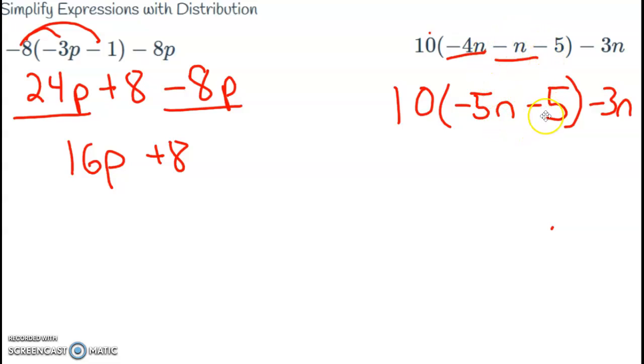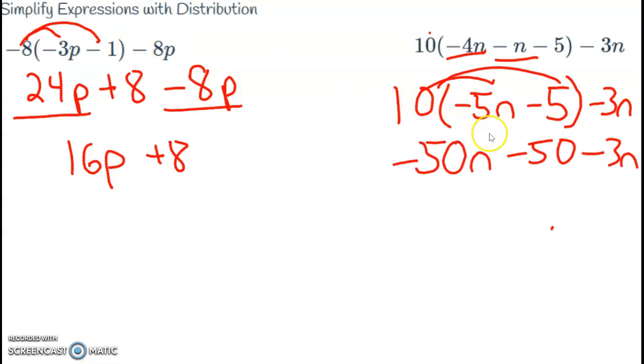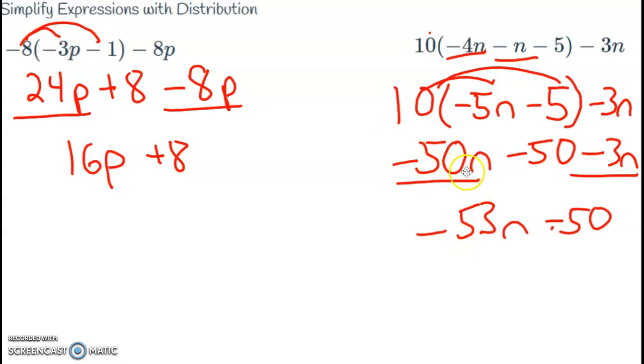Since I still have something else in the parentheses, I haven't multiplied, so I still have my parentheses here. So I've got -5n minus 5. Now I'm going to distribute that 10. 10 times -5n gives me -50n, and 10 times -5 gives me -50, and I bring down this -3n. Now I look to see that I still have like terms here, -50n and -3n. I combine those two, and I get -53n. Same sign, find the sum, and just bring down the -50, and that's my final answer.